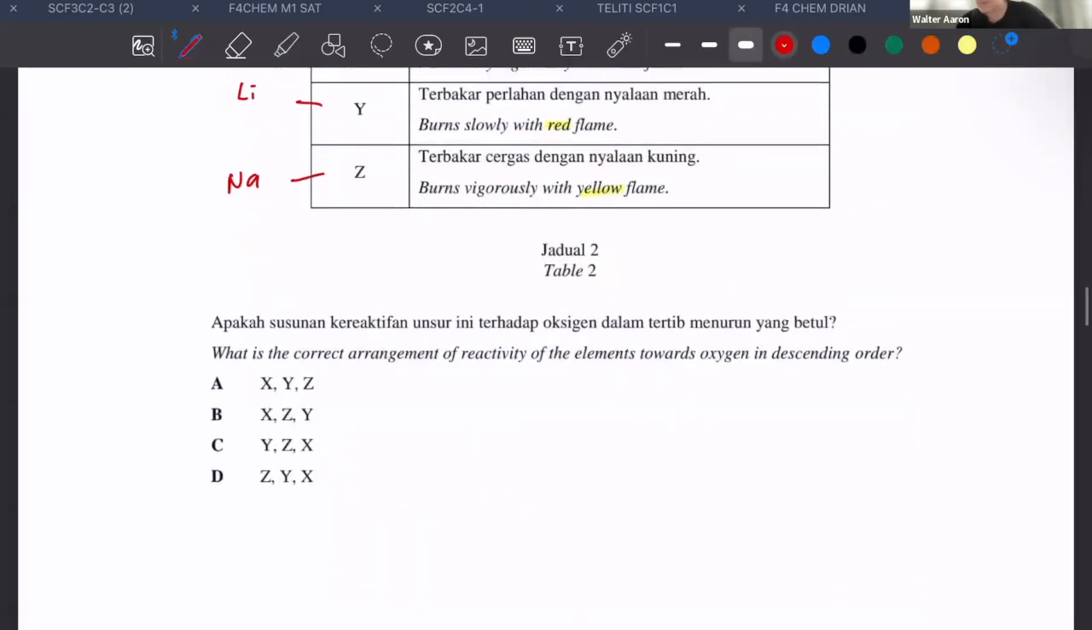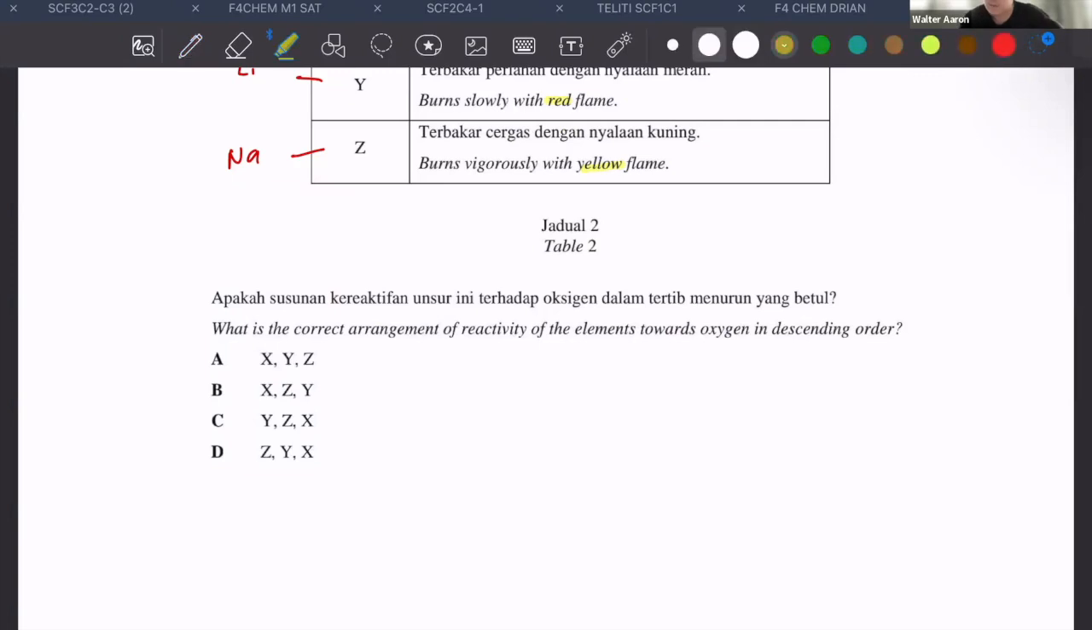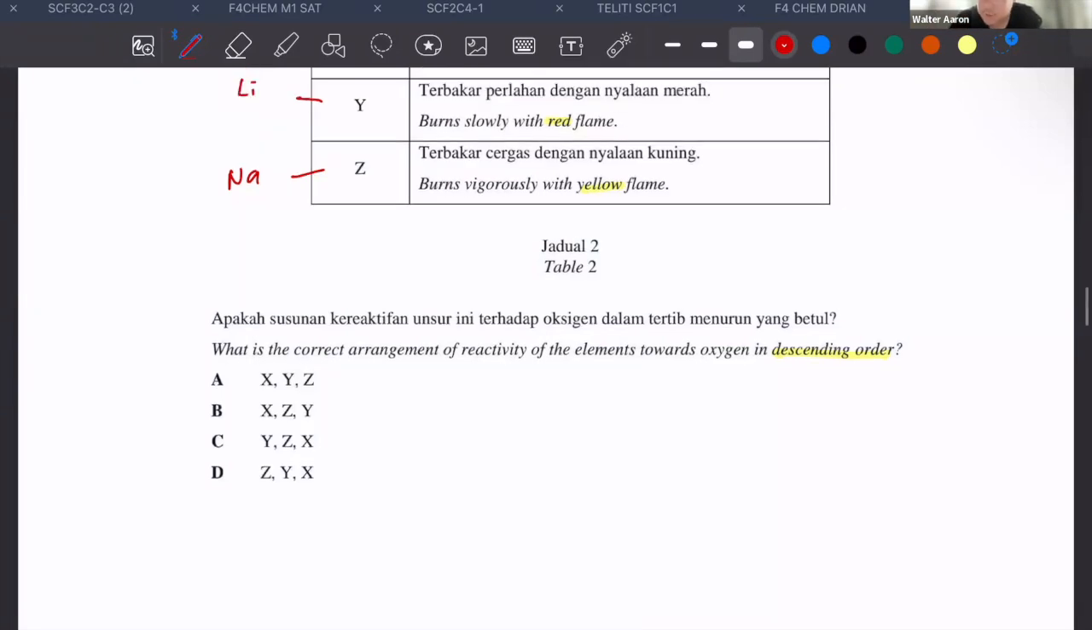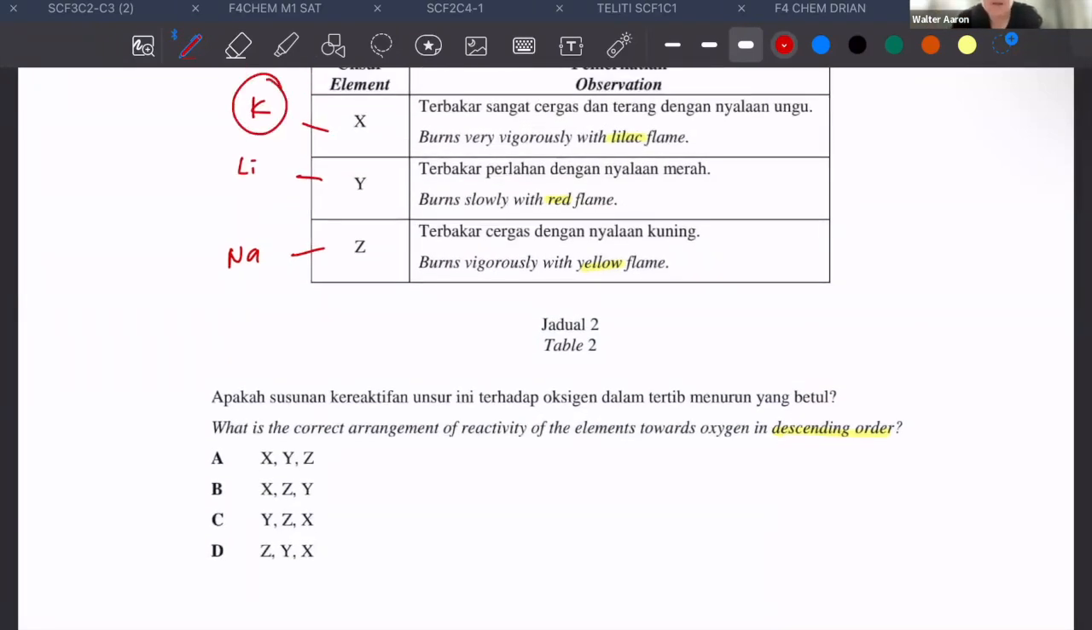So what's the correct arrangement of the reactivity of elements towards oxygen in descending order? Descending order means from the highest to the lowest in terms of reactivity. We know that going down group 1, the metals have higher and higher reactivity, which means the reactivity of the elements increases down the group. So the most reactive will definitely be X because it's potassium, lowest among the 3 metals that you see over there. So X will be the highest, followed by Z, which is sodium, the second one, and then Y lastly, which is lithium. So the answer will be X, Z, and Y. The answer should be B.